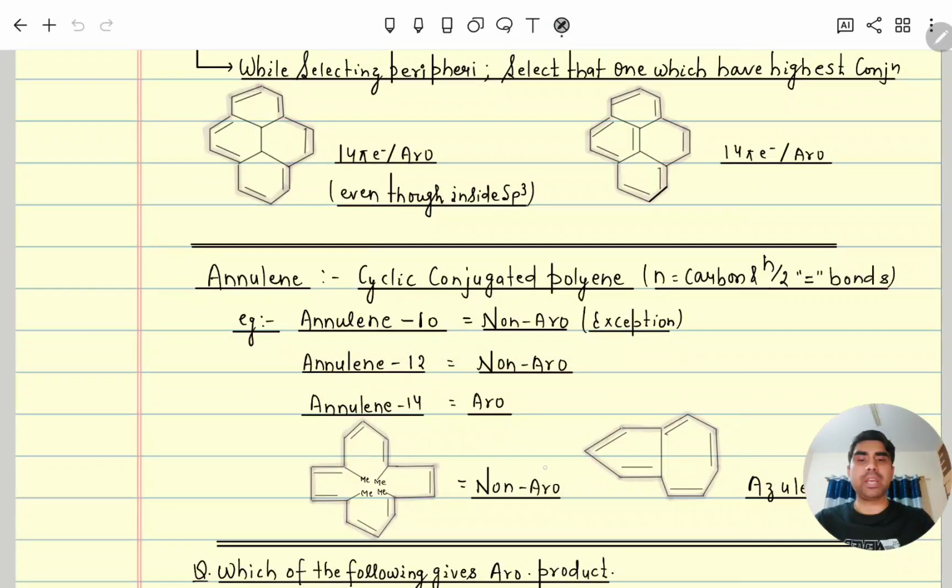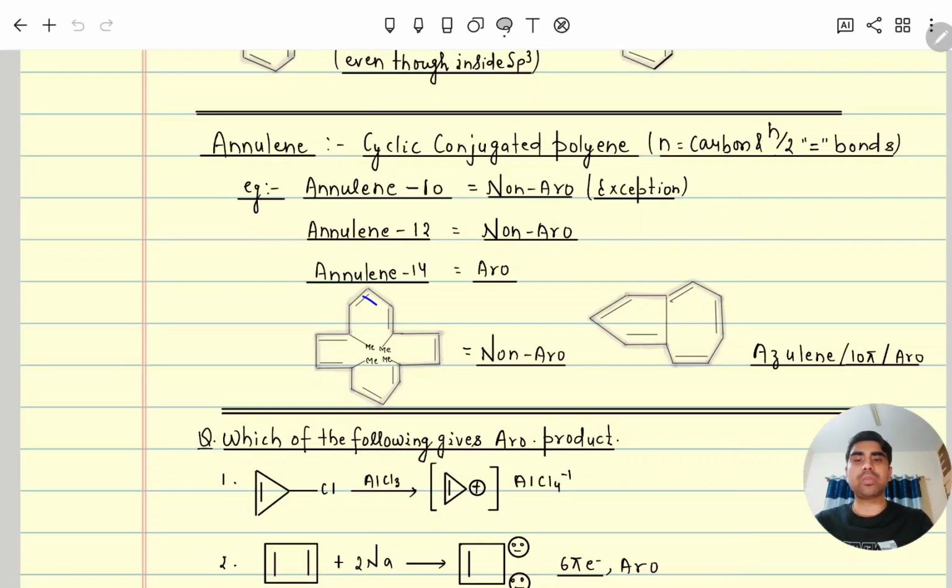So here you can see annulene 14, it has a total of 7 pi bonds. If bigger bulky groups are there in between, then due to that bulky group it will become non-planar. So even though it is annulene 14, due to the presence of the bulky group, it will become non-aromatic. But if bulky groups are not there, if it is a simple annulene, meaning hydrogen will be there, then it will be aromatic. And one special entity is azulene. Azulene is also an aromatic compound. This has 10 pi electron.